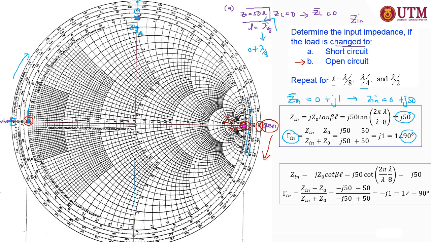Okay, so repeat again for lambda over 4 and lambda over 2. So if you look, this is for the open circuit. So the point is there. Okay, so the magnitude is still 0, and then the imaginary part is minus J1. So multiply with the characteristic impedance, and you get the Z in equal to minus J50. Okay, so repeat for lambda over 4 and lambda over 2.